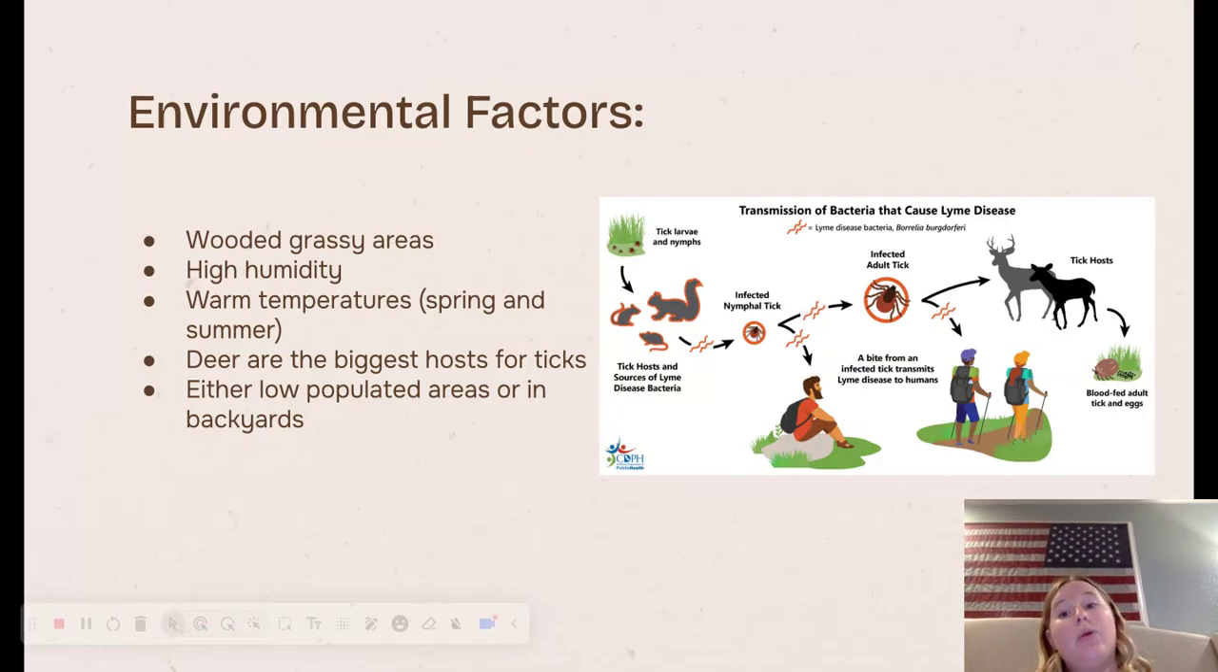So, another important risk factor is the environment. Ticks thrive in woody, grassy areas where they can hide before attaching to pets or deer or even humans. They need warm temperatures and high humidity to thrive and survive. So peak Lyme disease and tick season is in the spring and summer months.